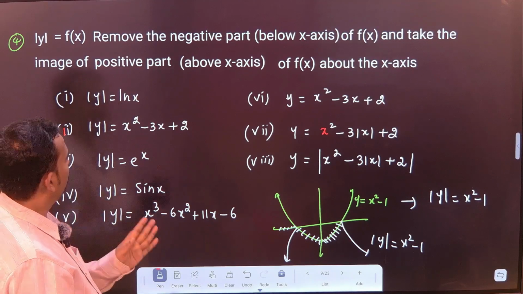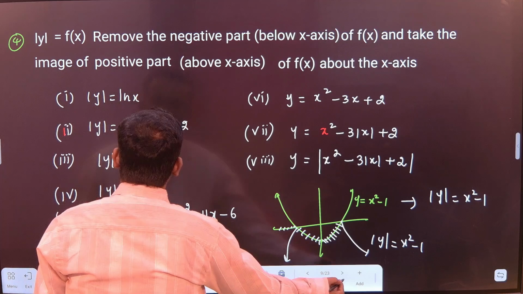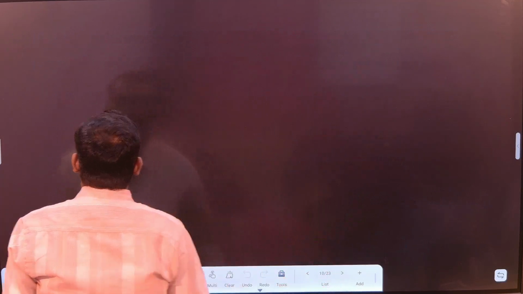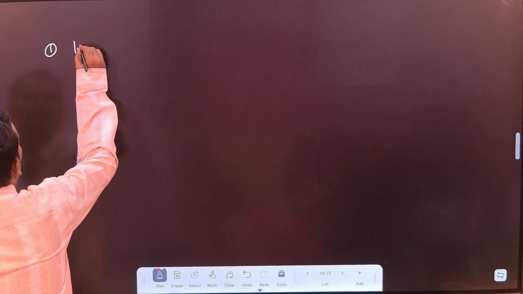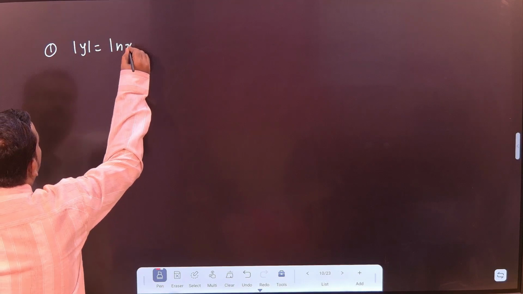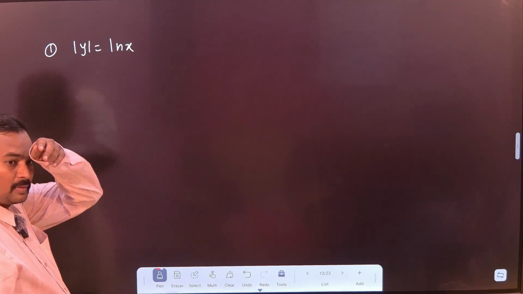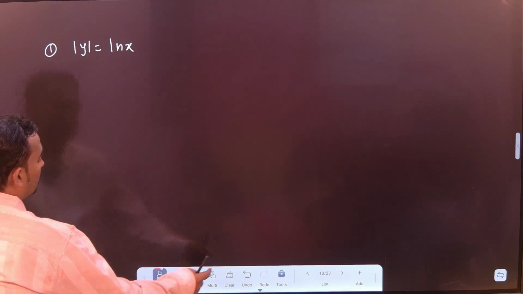Okay. We'll do one by one. So first one you can see, first one mod y is equal to log x, right? Okay. Is it correct?